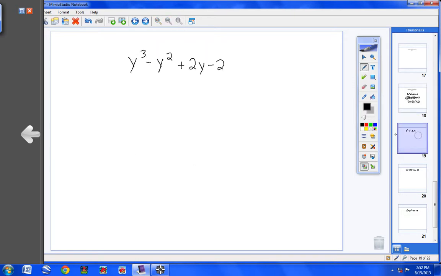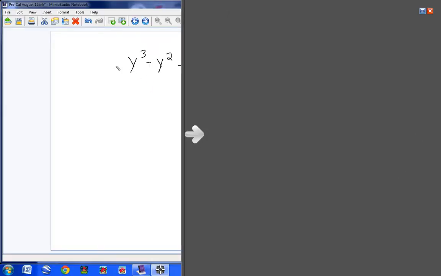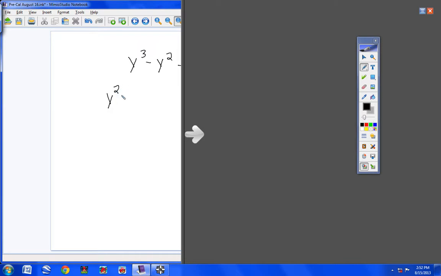Let's try another one, okay? I believe it's really important that we try another one. We're going to factor by grouping. Let's take a look at our first 2 terms, okay? There's no coefficients, so I'm not going to worry about that, but I have 3 y's and 2 y's. So I know I can pull out 2 y's. Now, let's see. Y squared times what would give me y cubed? Well, y squared times y. And y squared times what would give me negative y squared? Well, probably a negative 1. Think about it. Y squared times negative 1 is negative y squared.